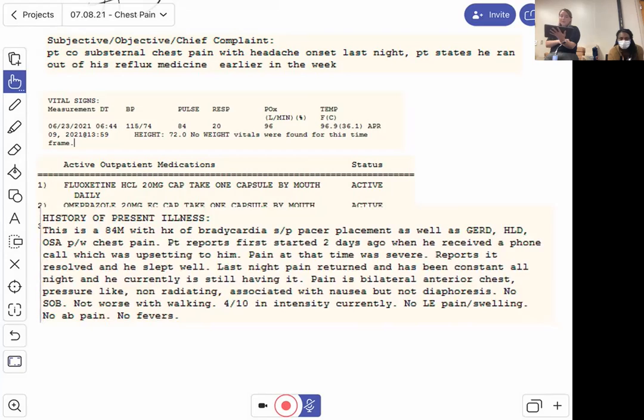Pain started 2 days ago and he received an upsetting phone call. Otherwise, it was severe, but he slept well that night. The pain returned last night prior to coming in. It's been constant. Bilateral anterior chest. It's pressure-like, associated with nausea, no diaphoresis, no shortness of breath. It is not worse with walking, according to him. He's 4 out of 10 currently. No abdominal pain, no fevers, nothing else.